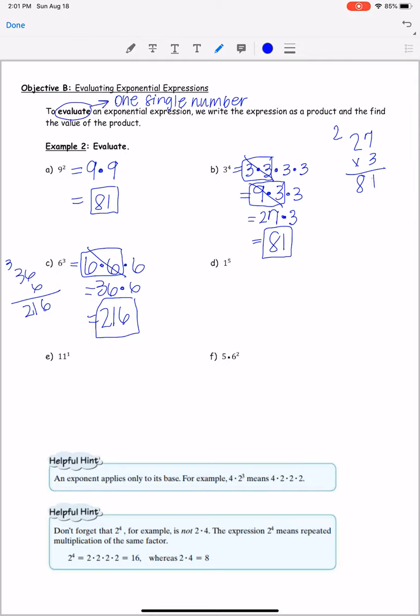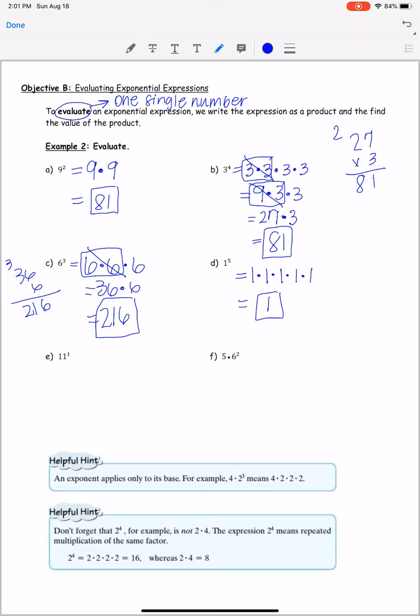1 to the 5th power means your base is 1, and it's being repeated 5 different times. So 1 times 1 times 1 times 1 times 1. Well, it doesn't matter if I do 1 times itself 100 times. 1 times 1 is always going to be 1. So when you have 1 to any number exponent, to the 20th, to the 2000th power, it's always just going to be 1.